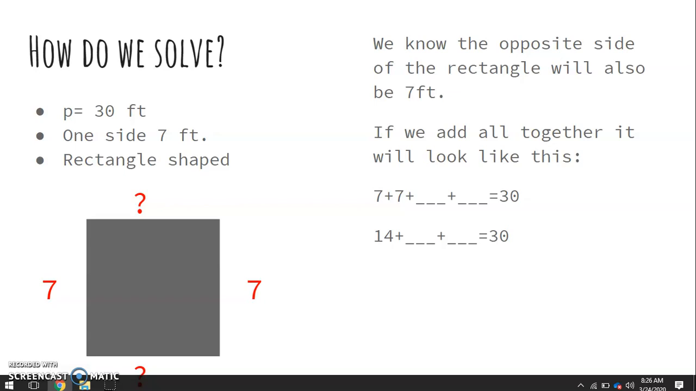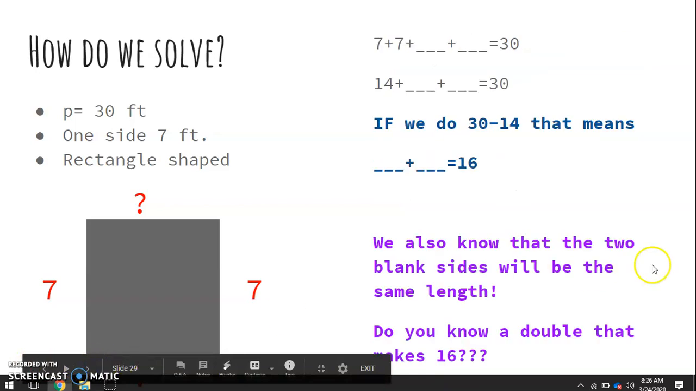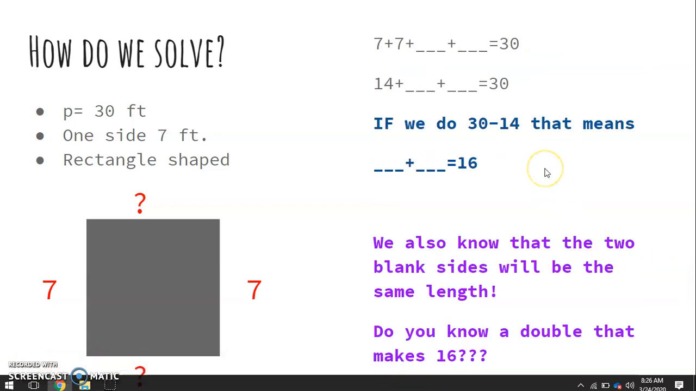So if we add all of this together, it'll look like this. 7 plus 7 plus blank equals 30. If I go ahead and combine that 7 and 7, that means 14 plus blank equals 30. Okay? If we go ahead and do the 30 take away 14, that leaves us with 16. Okay? Which means the blank plus blank equals 16. Those would be our missing sides.